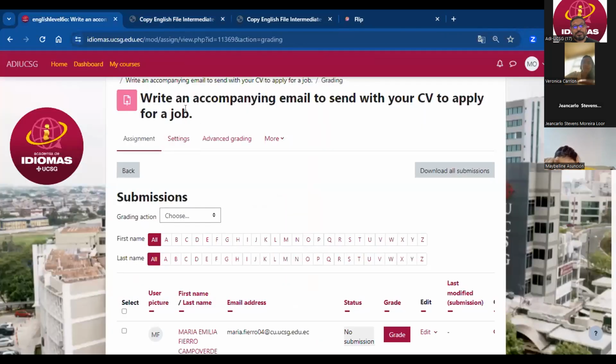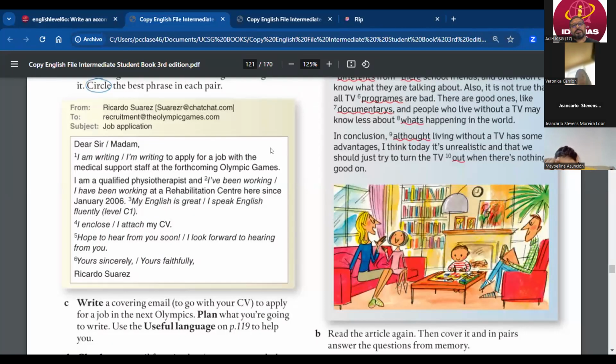This is the activity on the platform, right? Write an accompanying email to send with your CV. And this one, I leave it there on the screen as the example to follow. Starting now, 10 minutes.